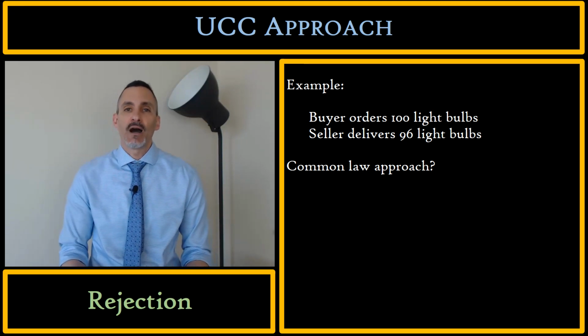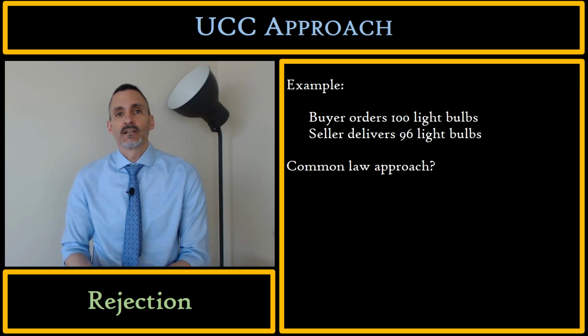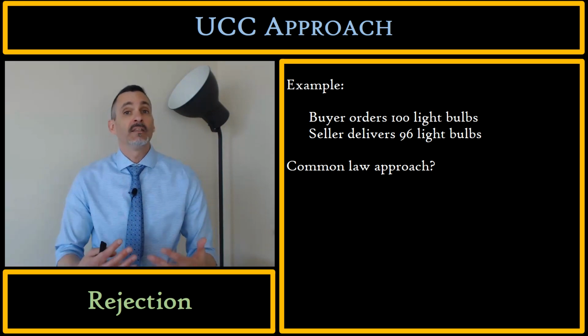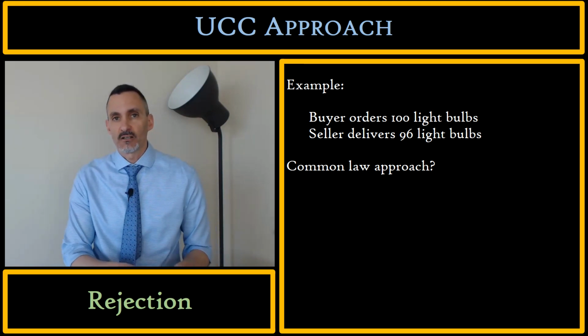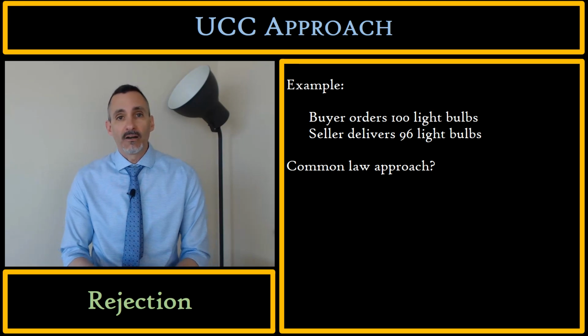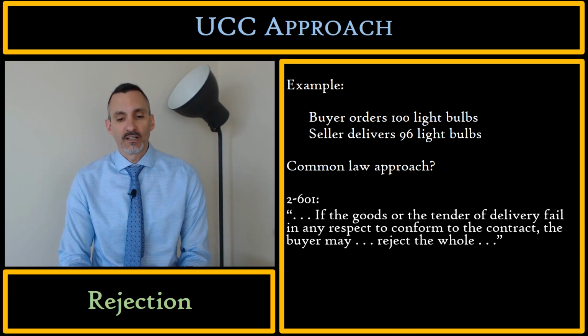Why? Because it's a minor breach, right? At least the way I've drafted the fact pattern, seems to me like delivering 96 out of 100 light bulbs is a minor breach. And this means that under the common law, seller has substantially performed. If seller has substantially performed, buyer can sue for the minor breach, but buyer cannot cancel the contract and walk away from the contract. Well, what is the UCC approach?